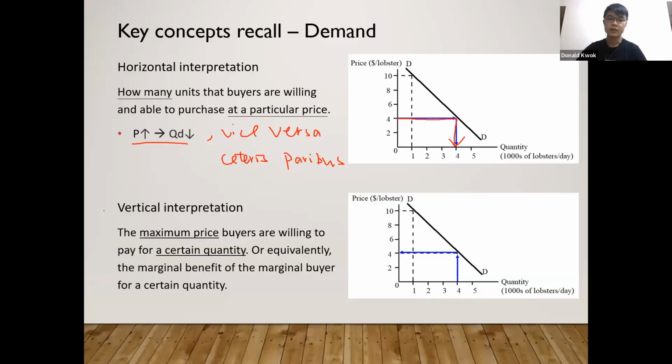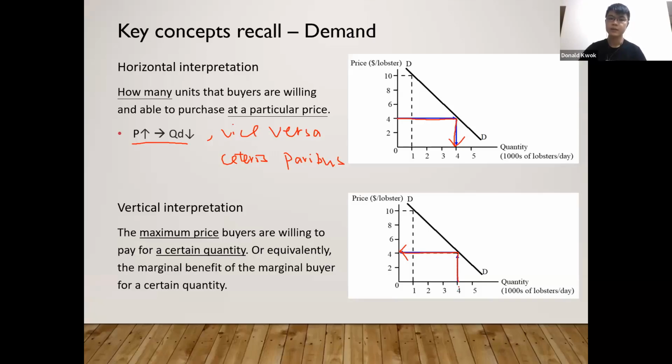And we also have another interpretation, the vertical interpretation of the demand curve. So this is the other way around. You're given a particular quantity and you are going to find the corresponding price. What you are trying to figure out here is the maximum price buyers are willing and able to pay at this particular quantity. Or if you put some jargon here, it is simply the marginal benefit of the marginal buyer for this quantity. Using the graph here, given the quantity of 4 lobsters, the corresponding price according to the demand curve is $4, which means that the marginal benefit for the 4 lobsters is $4. So this is what the vertical interpretation of the demand curve tells us.